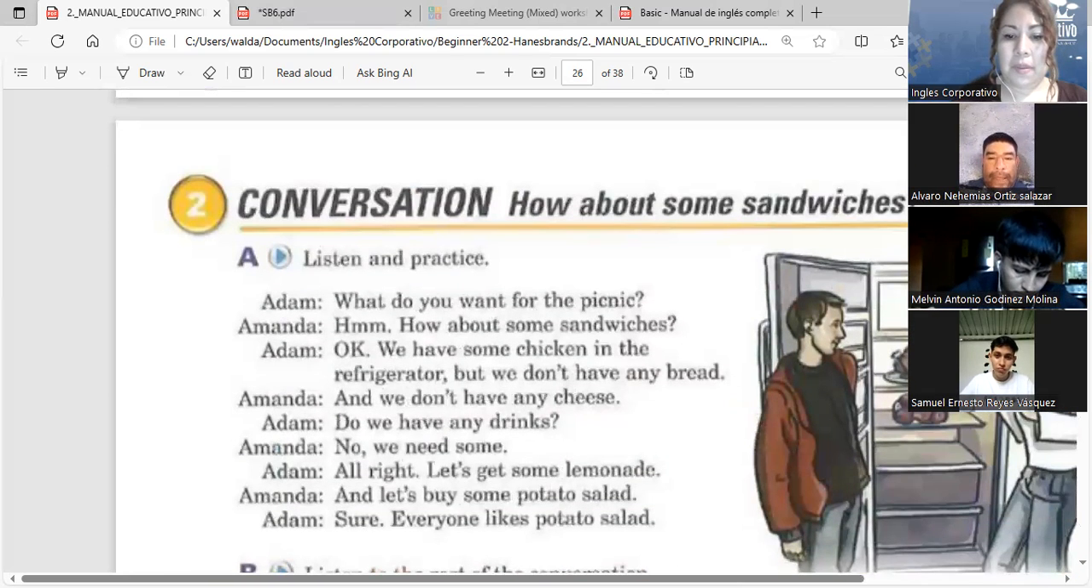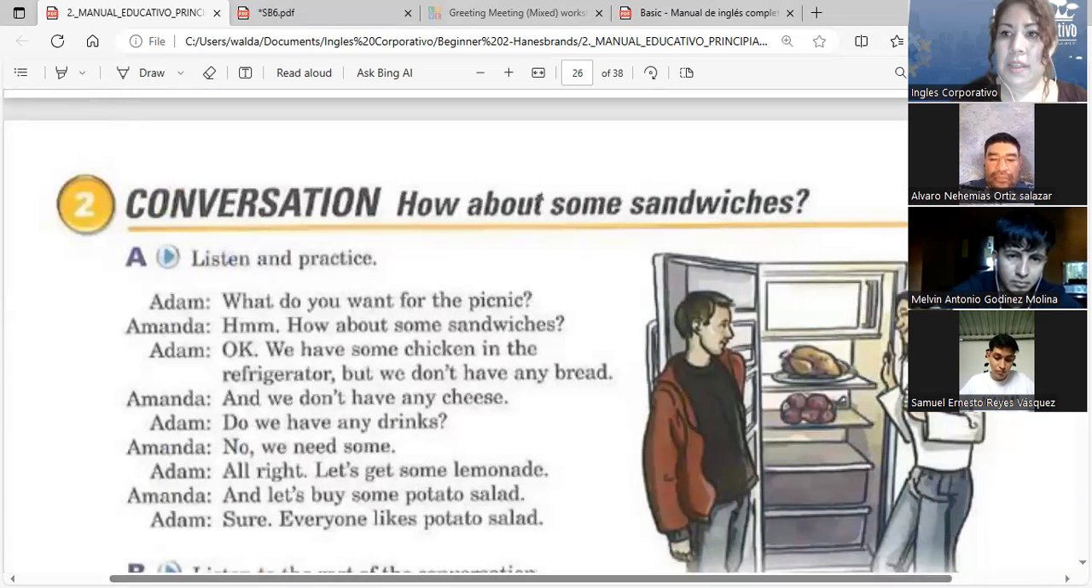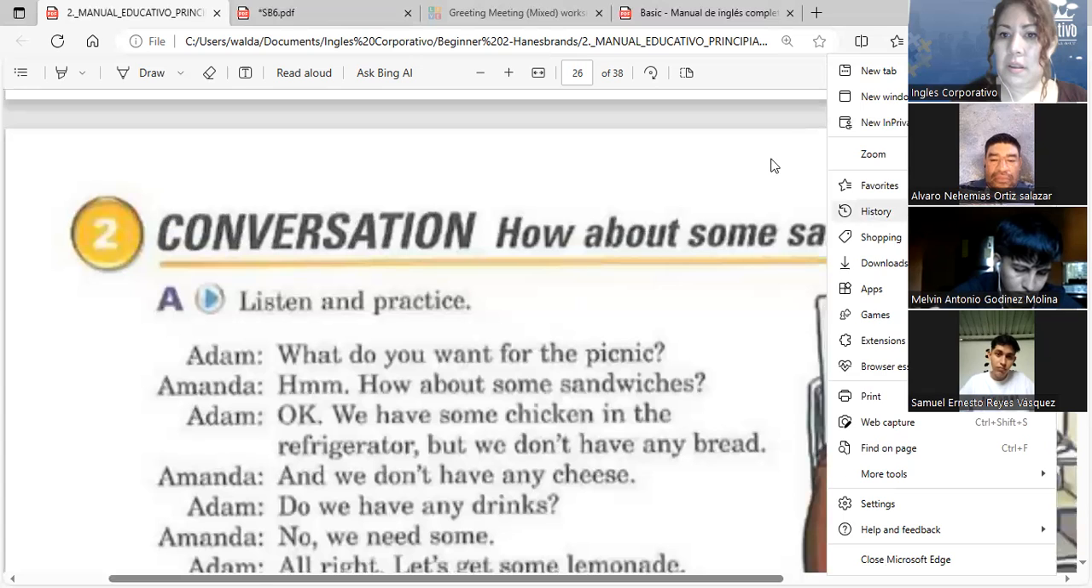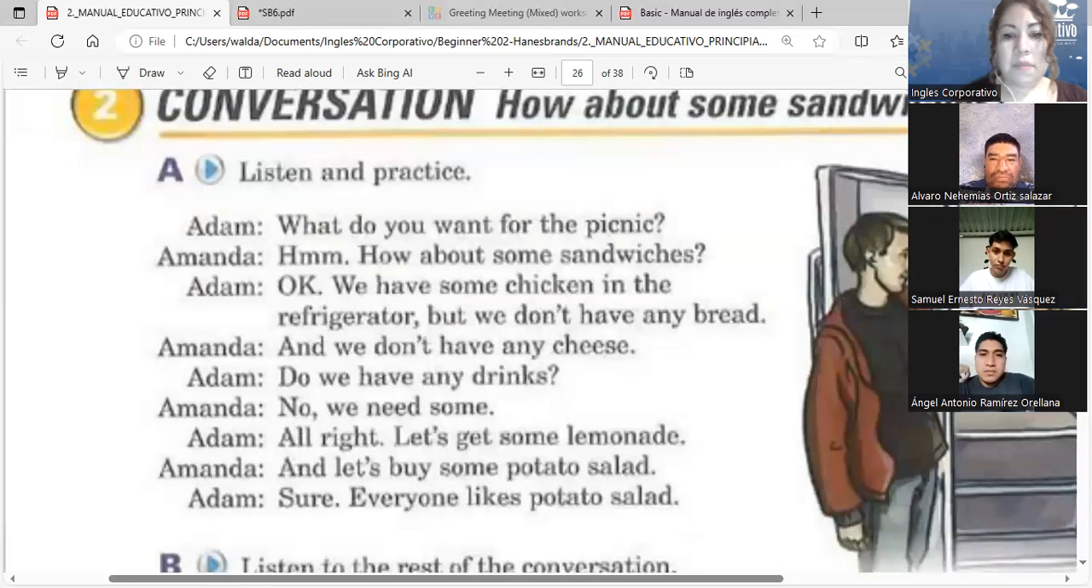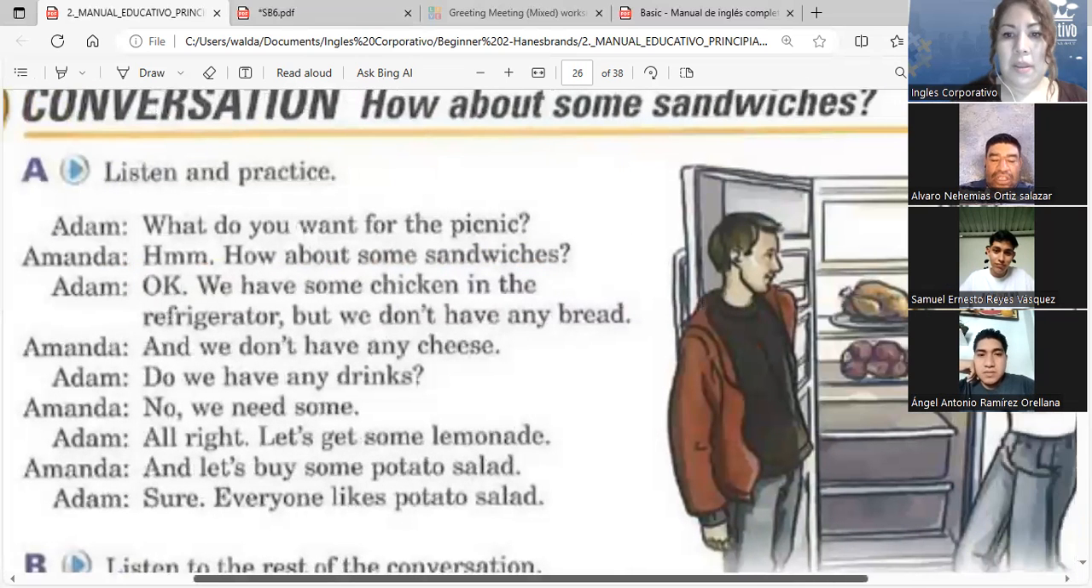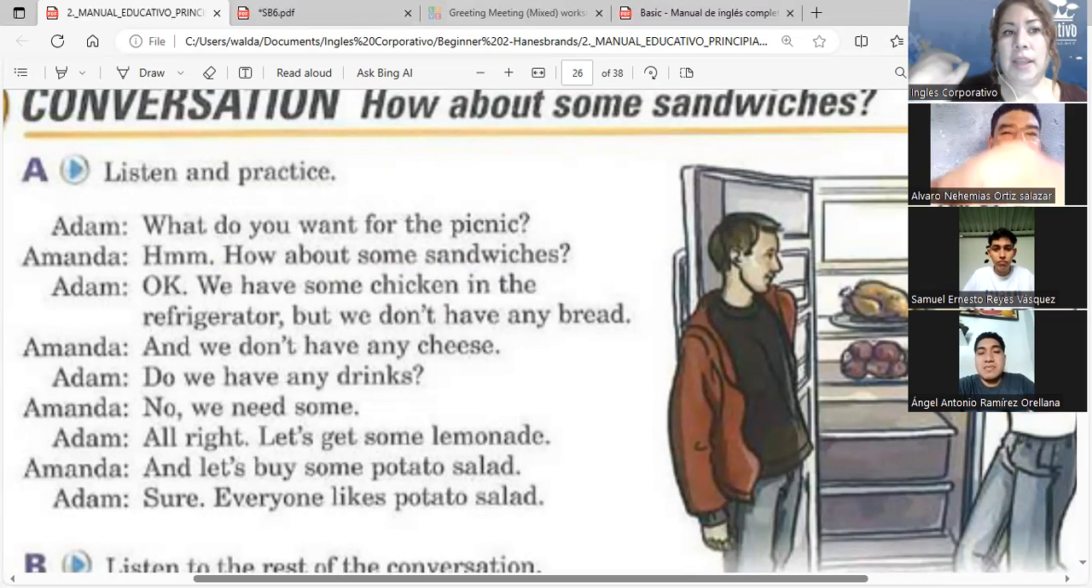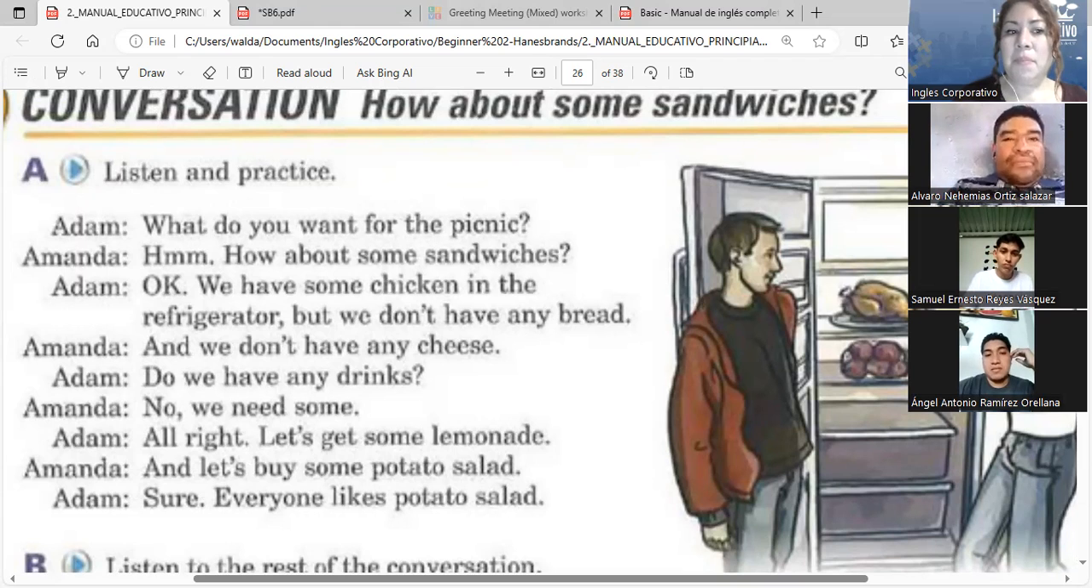Okay. Do you see this conversation? Yes, se ve como mucho zoom. No se ve todo el texto. No se mira todo el texto? No, se ve mucho zoom en la pantalla. Quizá puede usted controlar eso desde su celular? Puede hacerlo más grande o más pequeño? Okay, ya. Los demás sí lo ven bien? Yes. Okay, perfect.